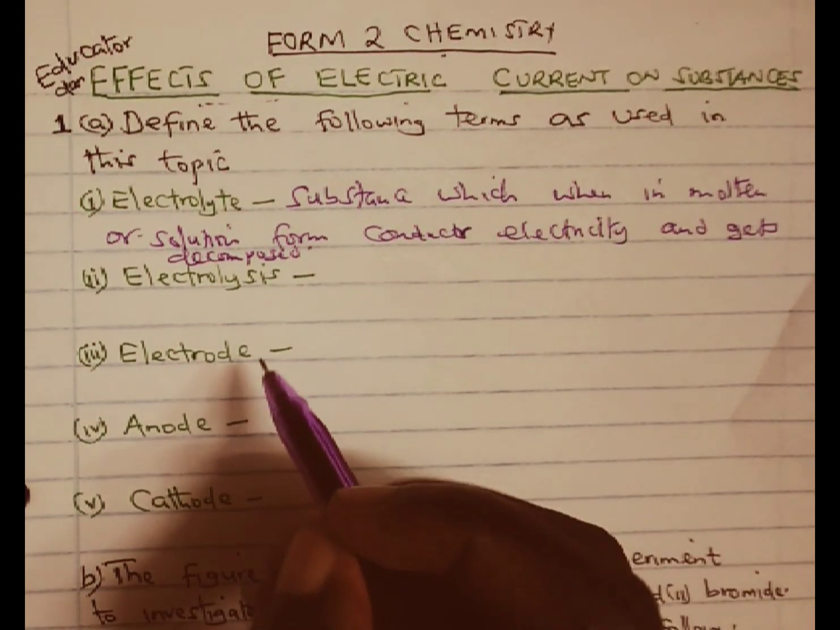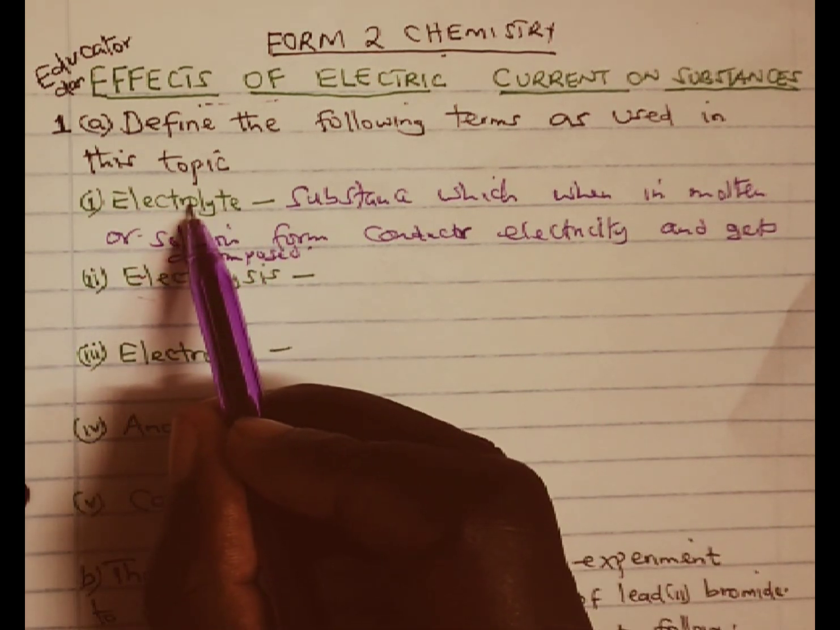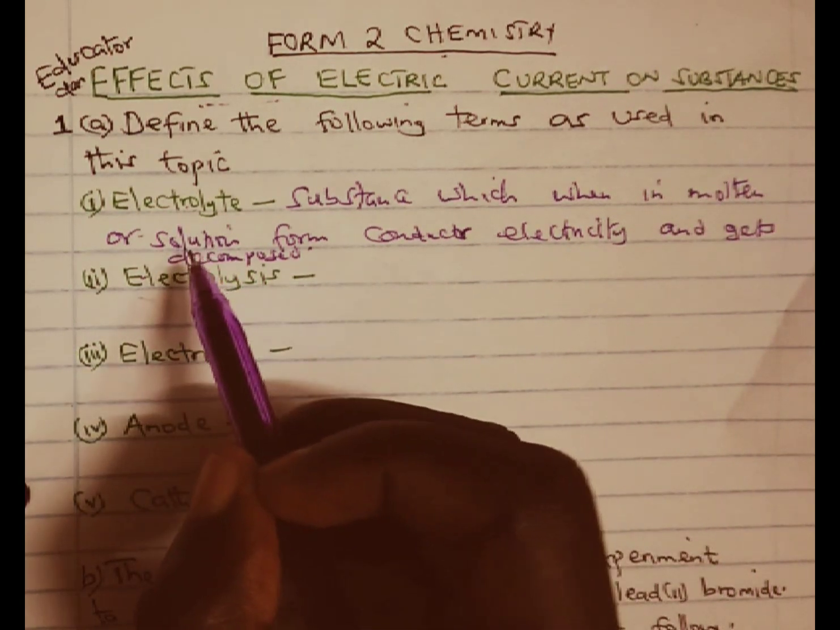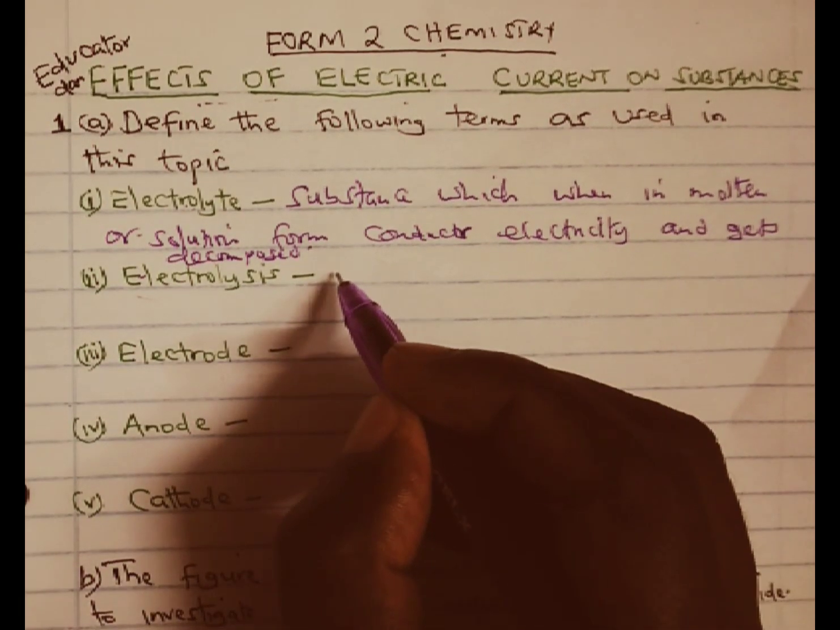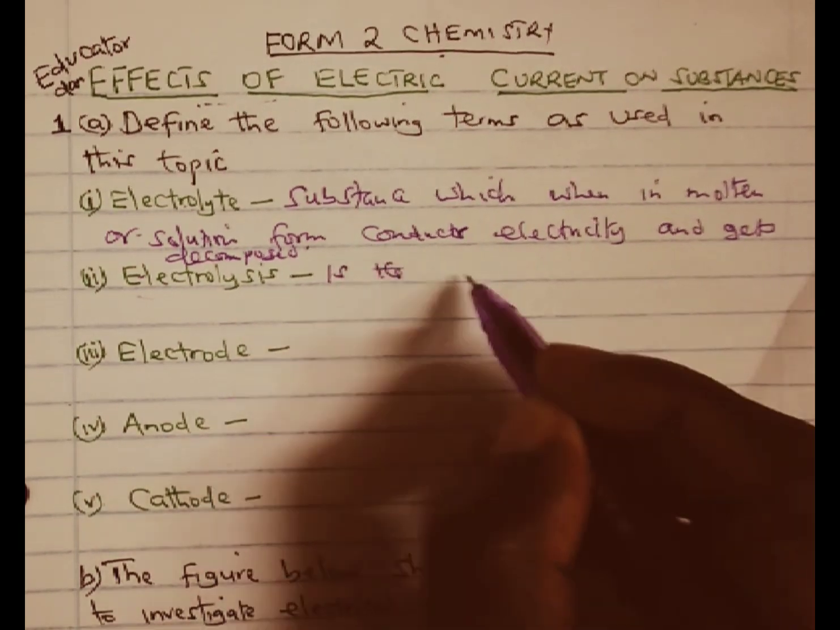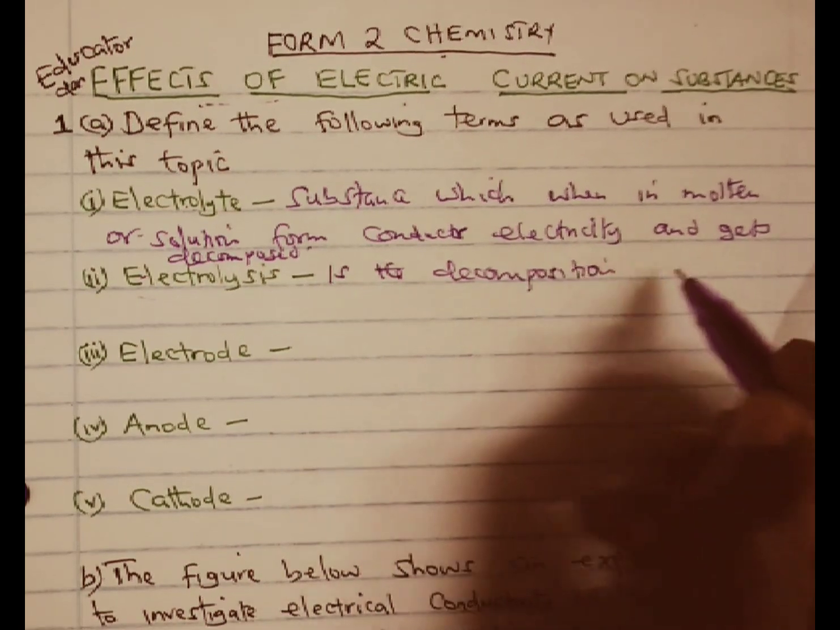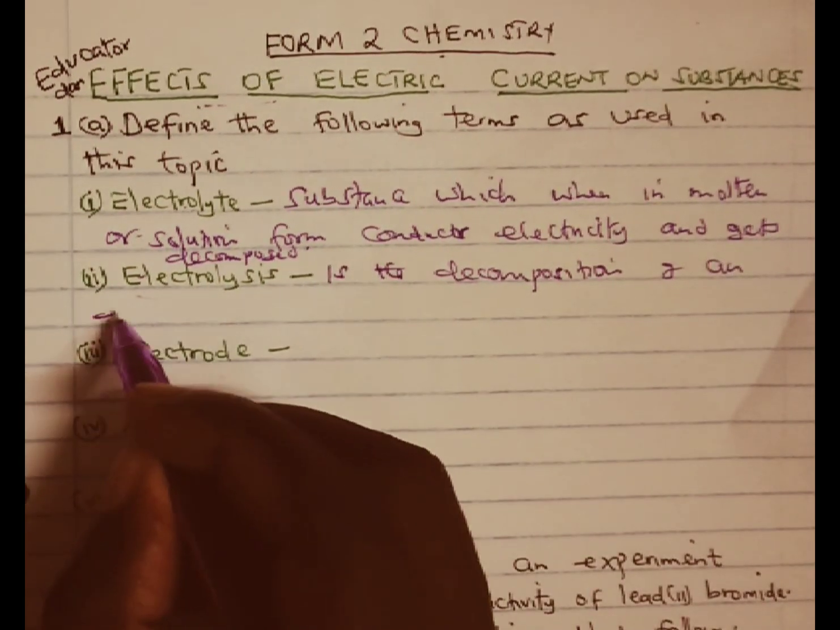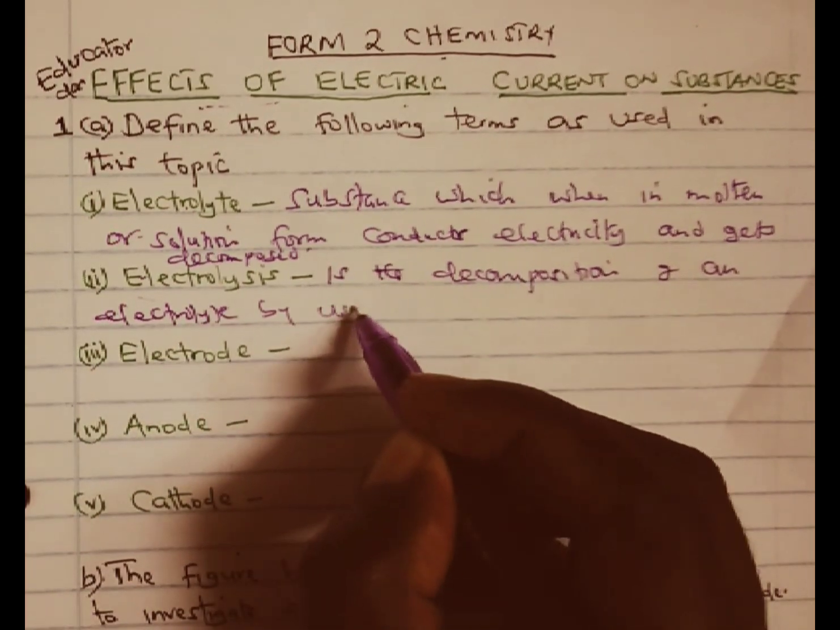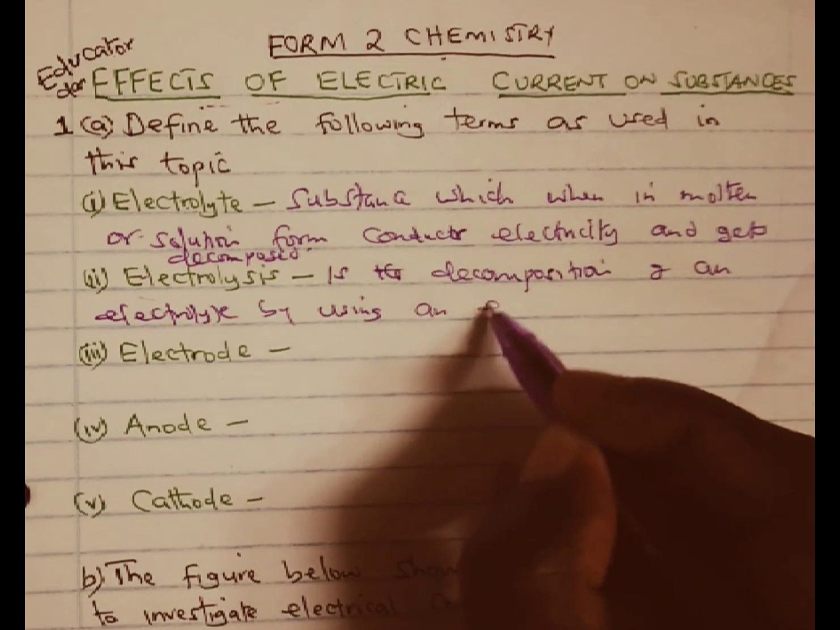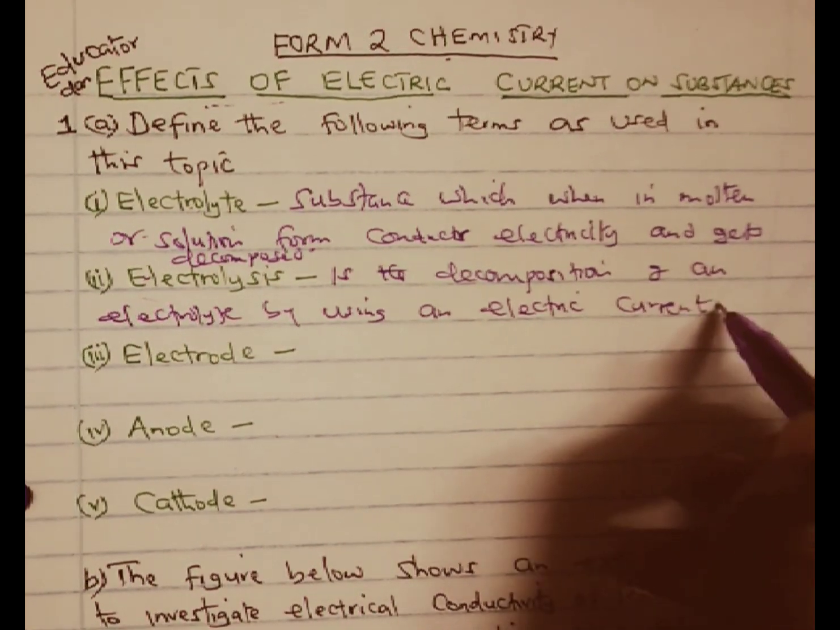The second term we have is electrolysis. And electrolysis is a process of decomposing an electrolyte by using electricity. And therefore we can say it is the decomposition of an electrolyte by using an electric current, or simply electricity.